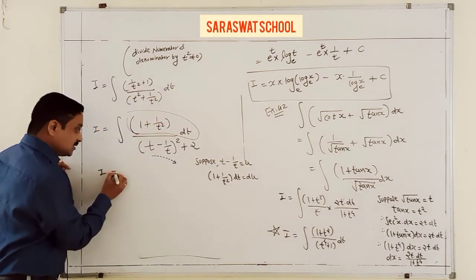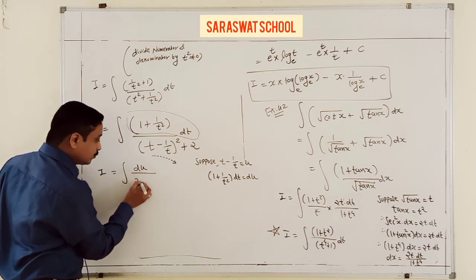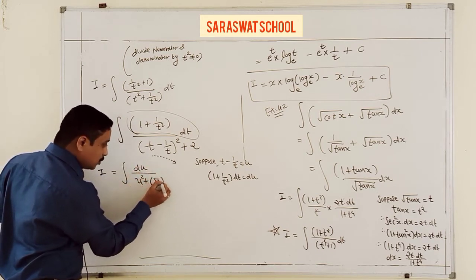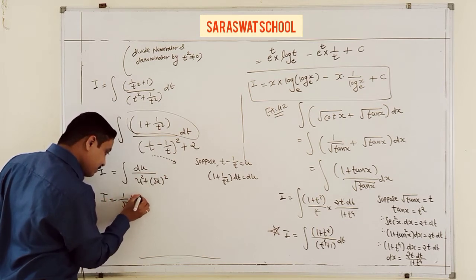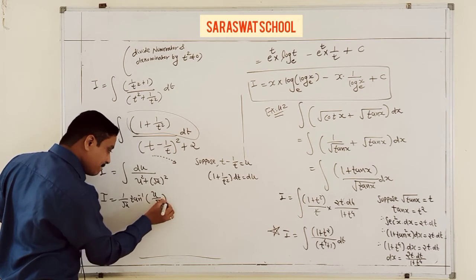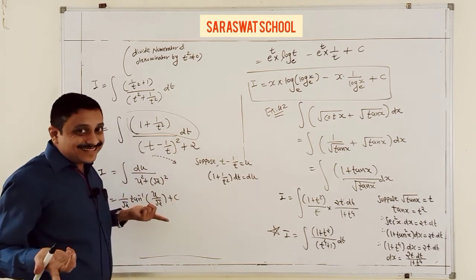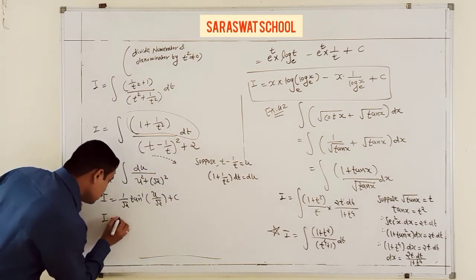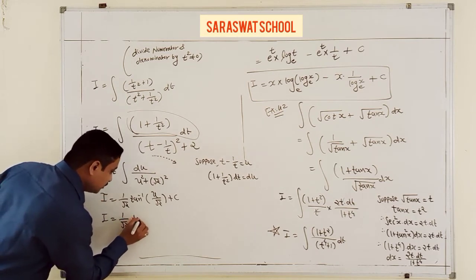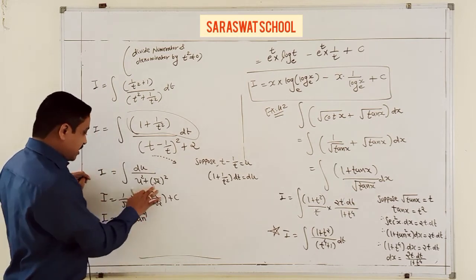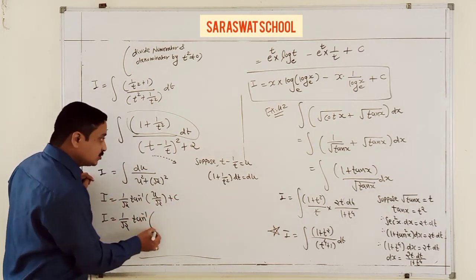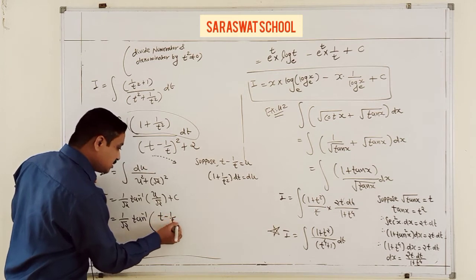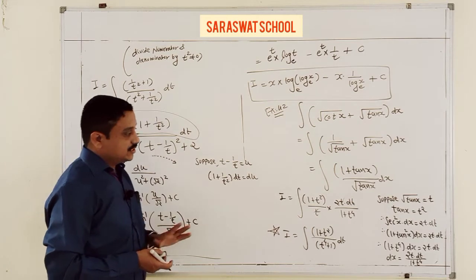Now, students, so very easy. du upon u square plus root 2 square. And that I know: 1 by a tan inverse u by a. Very easy. U attached, value 1 by root 2 tan inverse. Yes, it is 1 by a tan inverse. And that your value attached to formula. U is what? t minus 1 by t, by root 2, plus c. And that's your easily got answer.